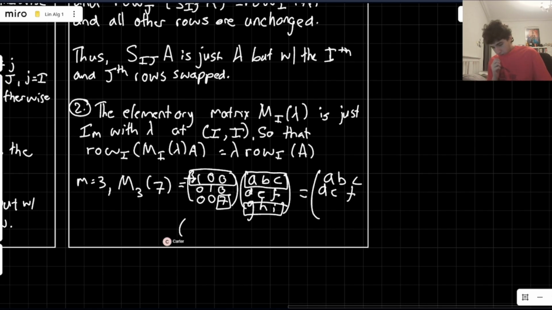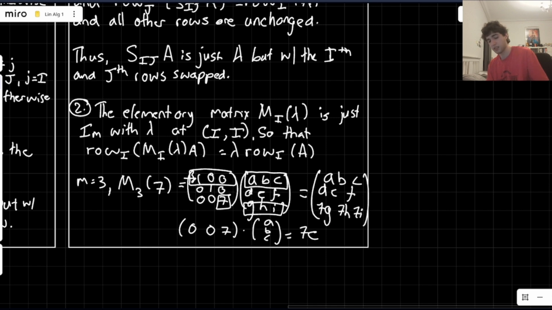Because effectively 0, 0, 7 dotted with any column vector A, B, C is just going to be 7C, right? Because 0 times A plus 0 times B plus 7 times C is 7C. Okay, so all you're ever going to be doing is taking the third component of each column vector and multiplying it by 7 to get the resultant. And so that means that in your new matrix, you're going to have 7G, 7H, and 7I, which is effectively done exactly what you wanted. It's kept everything the same, but multiplied row I by a factor of lambda. Okay, so you can see why the above is true.